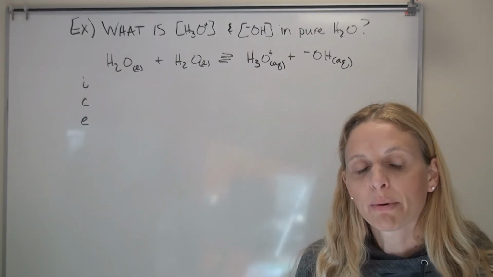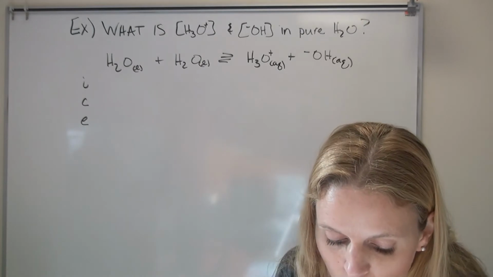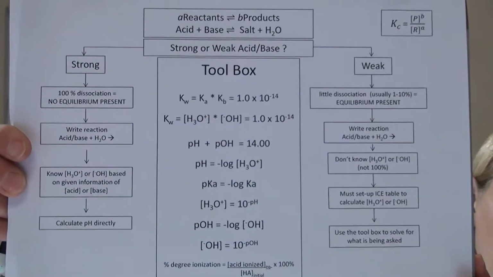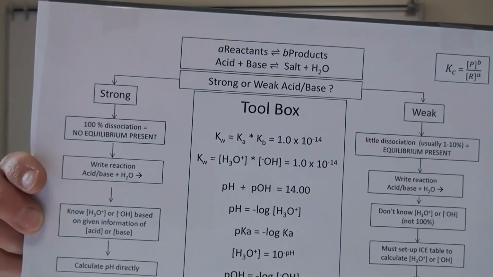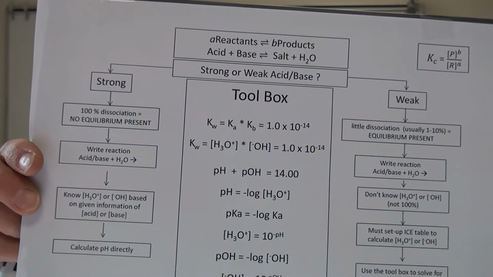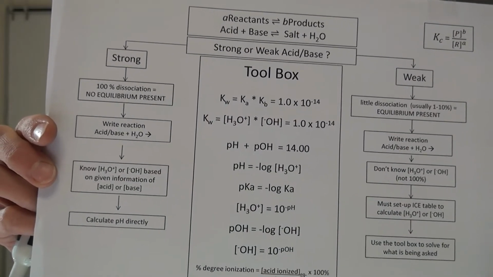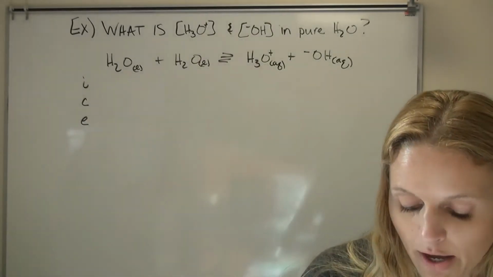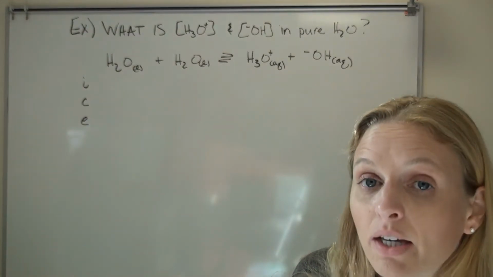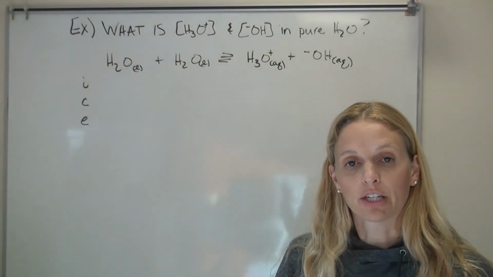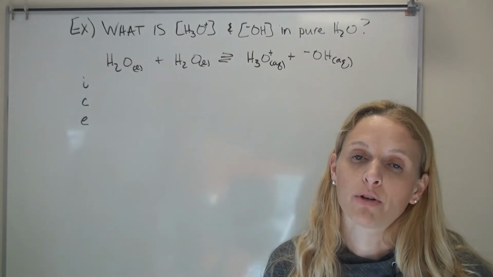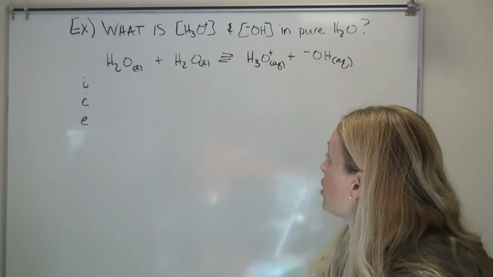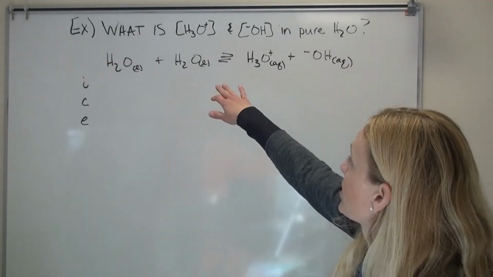Okay, so remember the flow chart that I gave you when we look at equilibrium type problems. The first thing we need to determine is what is strong and what is weak, and then we solve the equations accordingly. If we have a weak acid or weak base, then we have an equilibrium, and we would solve the problem with an ICE table and answer whatever is being asked. So I want you to think about that as we take a look at this question.